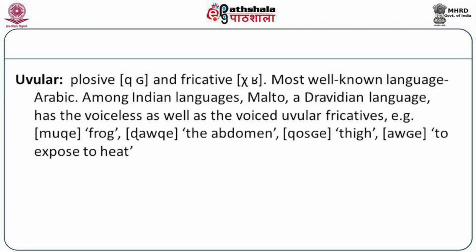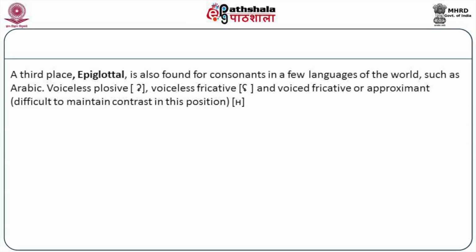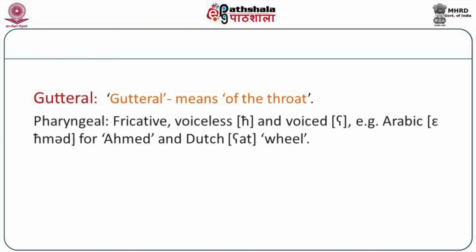And among Indian languages, we have a Dravidian language, Malto, which also has uvular plosives in it. There is a third place called epiglottal, which is also found for consonants in a few languages of the world, such as Arabic.